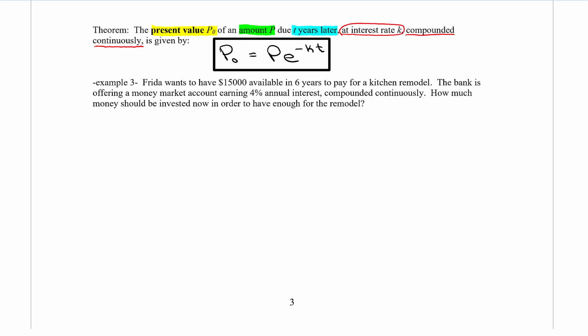I'm going to highlight the $15,000 in green, because that's going to represent my amount P. I'm going to highlight the 6 years in blue, because that's going to represent the t years later. I'm going to circle the 4%, which is my interest rate k. I've underlined the words compounded continuously, and I've highlighted in yellow the words how much money should be invested now in order to have enough money for the remodel, and I have double underlined the word now.